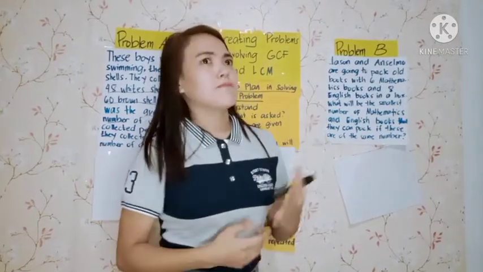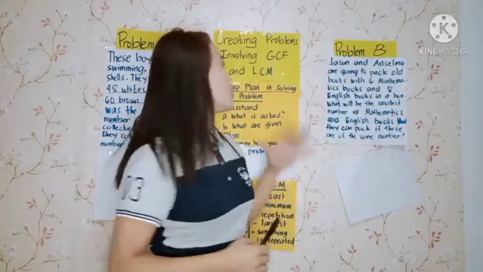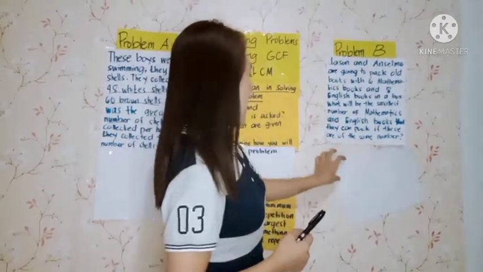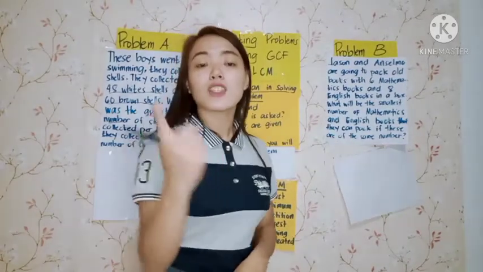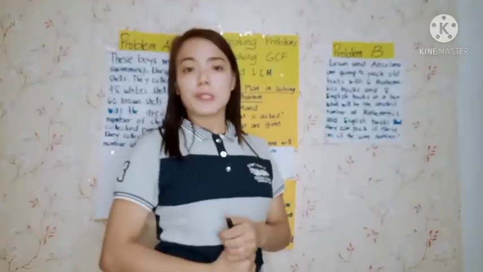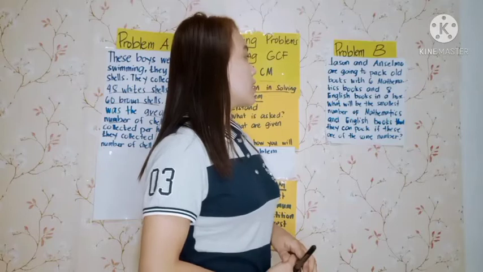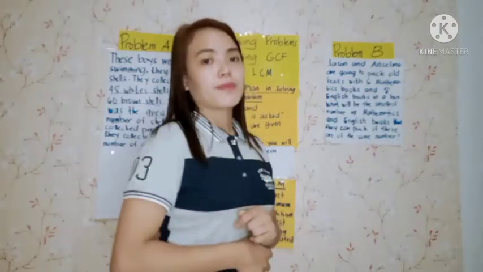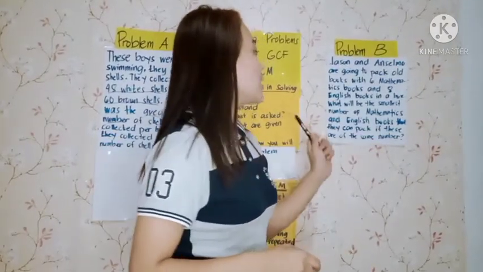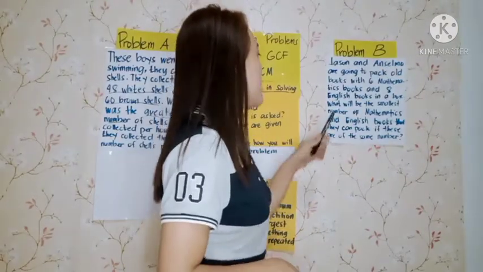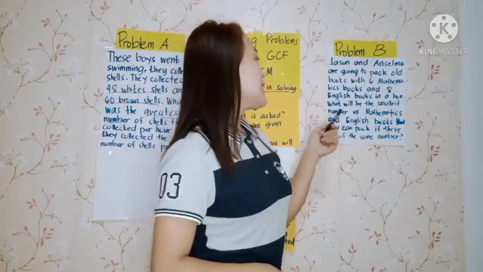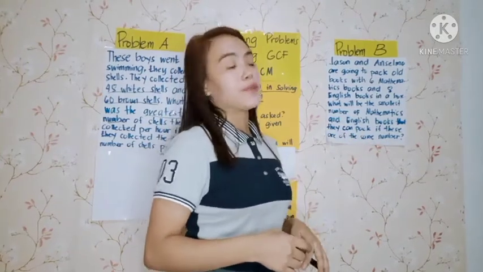So, dapat inyo yung 4-step plan. So, what is asked? Kung ano yung tanong dito? Sige, anong tanong dito? Kindly read us what is the question here. So, very good. So, what is asked dito is, what will be the smallest number of mathematics and English book that they can pack if these are of the same number?